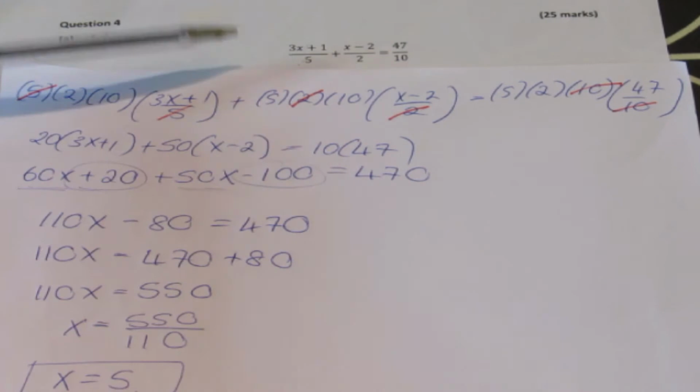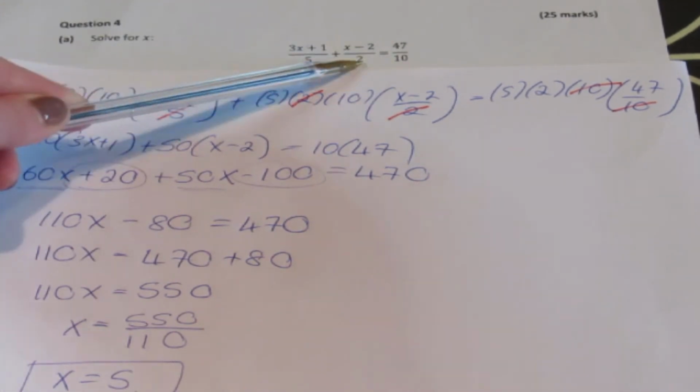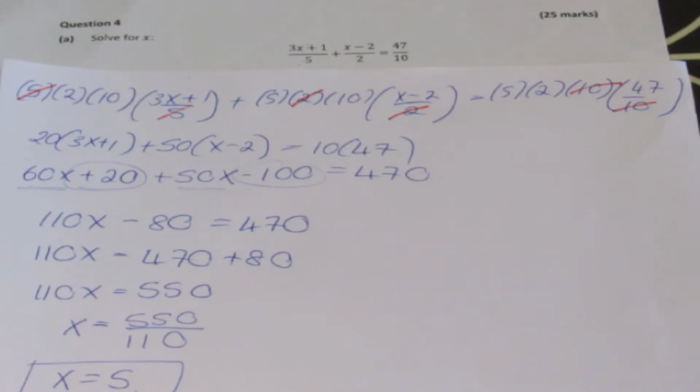To recap, this method of multiplying by what you want to get rid of, 5, 2 and 10 in this question, is a very good method to learn, and it is a very useful thing to know how to do across all topics and all levels in maths. It doesn't matter if there's x's on the bottom or there's just plain numbers, this method still works. Alright, that's part A done. Let's move on to part B.